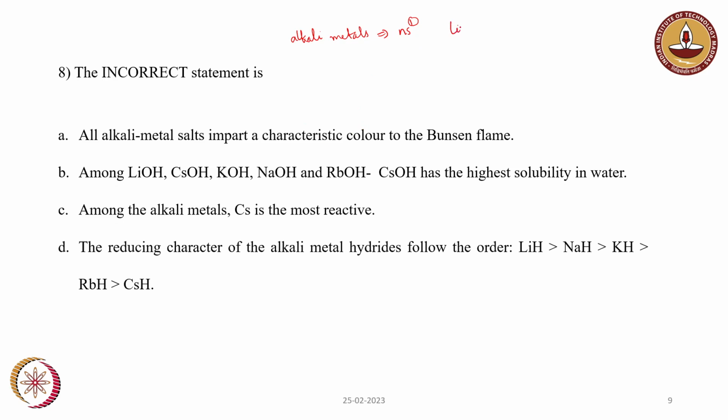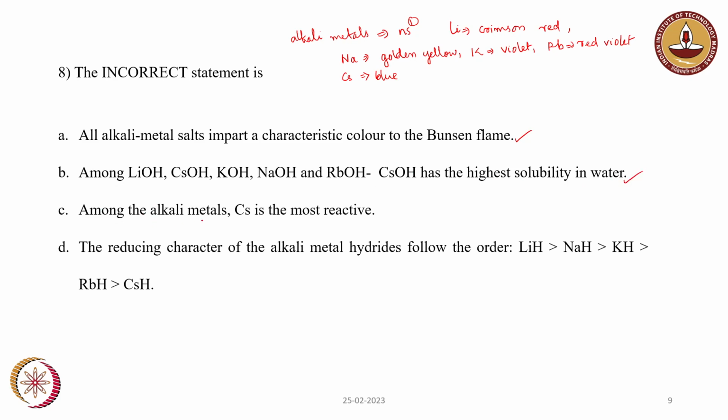Lithium will be crimson red, sodium is golden yellow, potassium is violet, rubidium red violet, and cesium is blue. So option A is a correct statement. B: among lithium hydroxide, cesium hydroxide, potassium hydroxide, sodium hydroxide, and rubidium hydroxide, cesium hydroxide has the highest solubility in water. When we move down the group, the ionic character of the metals increases, so solubility also increases. So this statement is correct.